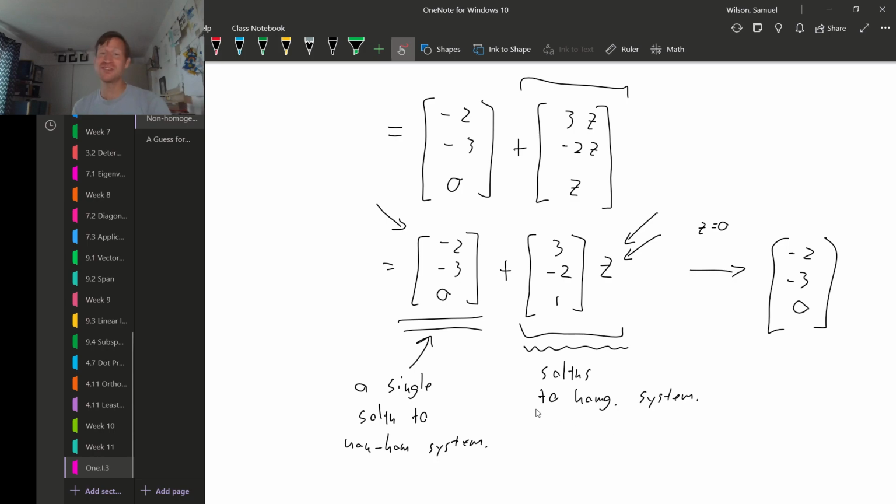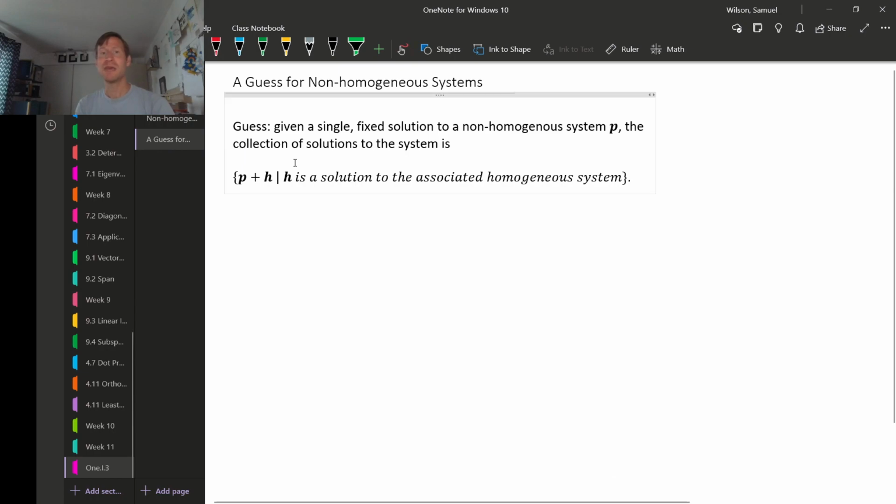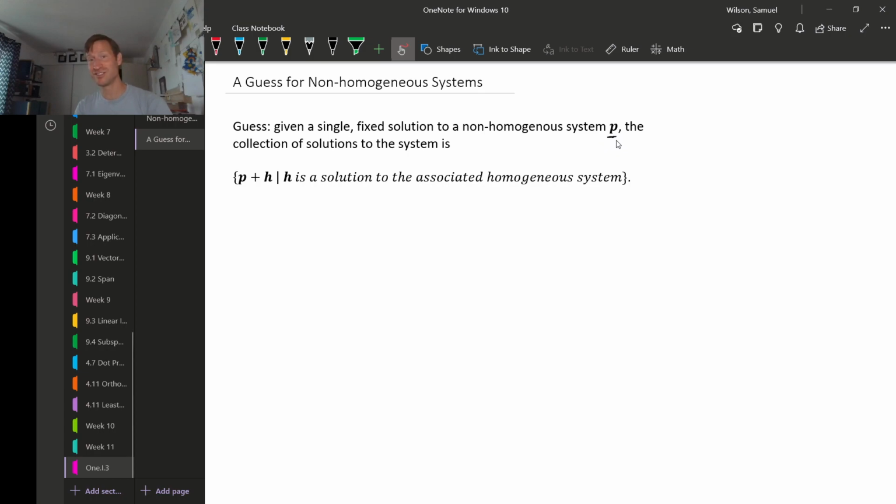Of course, we don't know if this always happens for any non-homogeneous system, or if there was something special about this particular system. But at least it gives us a guess. So we can make a guess: maybe for any non-homogeneous system, if you find a single fixed solution to the non-homogeneous system, then all of the solutions to the non-homogeneous system are made up of vectors that look like that one solution plus solutions to the associated homogeneous system. So this guess reflects what we saw in the previous example.